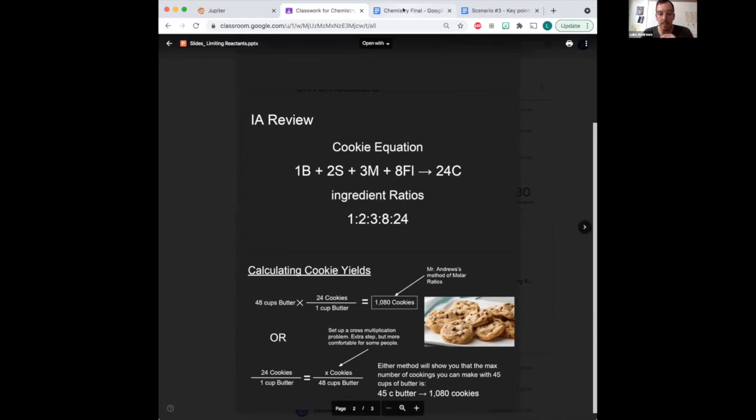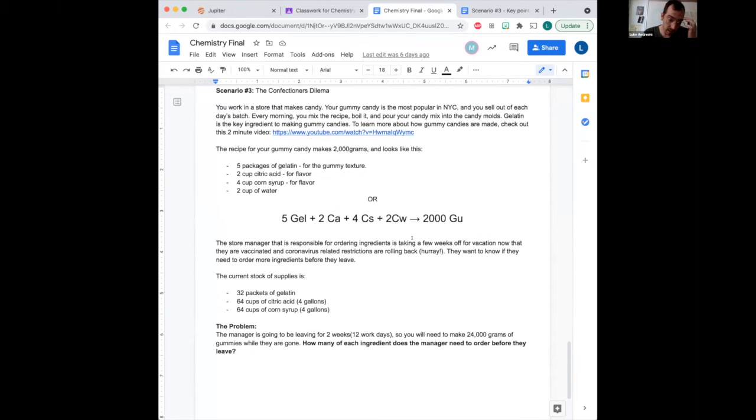What's a little different about the scenario here is that the manager is going to be leaving for 2 weeks, and you need to make 24,000 grams of gummies while they're gone. So in this case, you know your target amount that you have to make. So you're calculating how much reactant you need. So it's the same mathematical process, but going in the opposite direction. Instead of starting with reactants and calculating products, we're starting with a product and calculating the reactant.